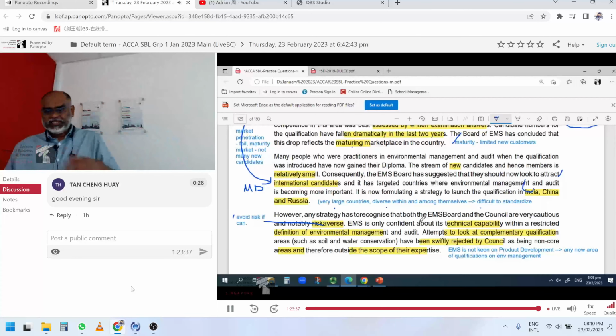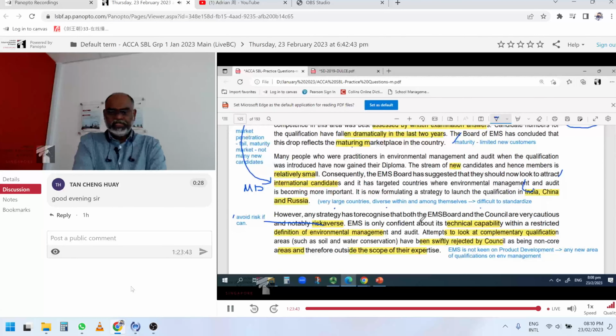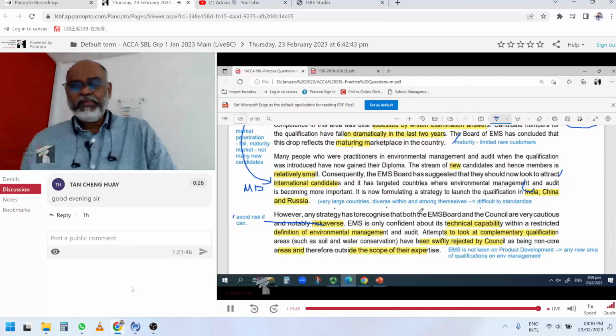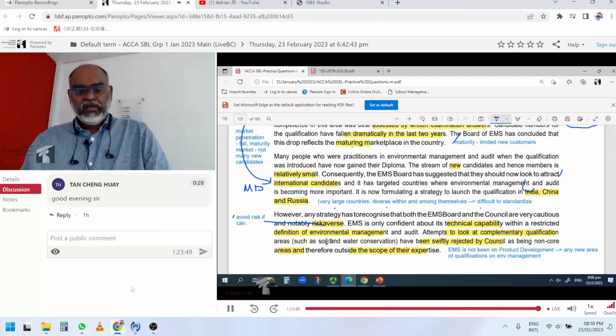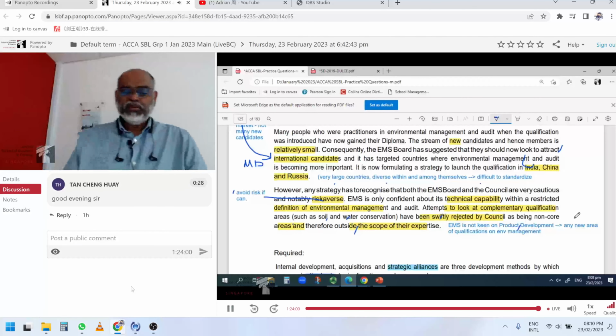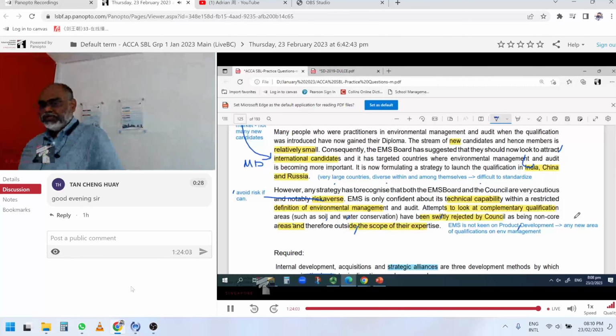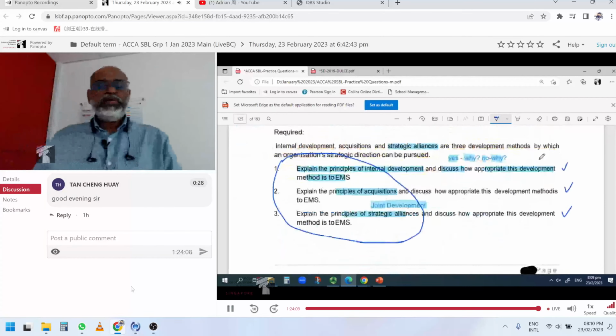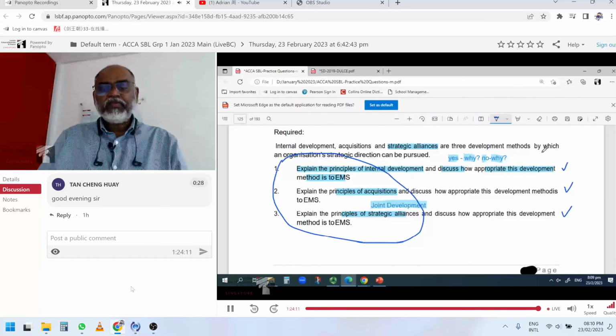EMS is only confident about its technical capability within a restricted definition of environmental management and audit. Attempts to look at complementary qualification areas such as soil and water conservation have been swiftly rejected as being non-core, therefore outside the scope. So that means they are not keen on product development. They are not keen on any other environmental issue. They only want to focus on their own area, right? So now what they want you to do is think about internal development and discuss whether this is going to be appropriate or an inappropriate method. Okay.